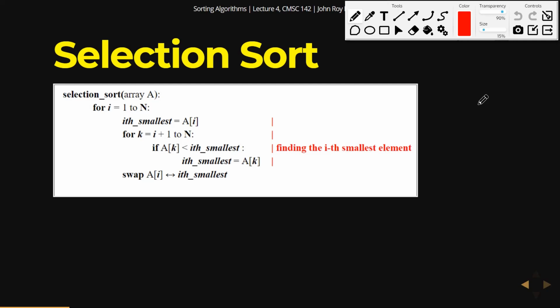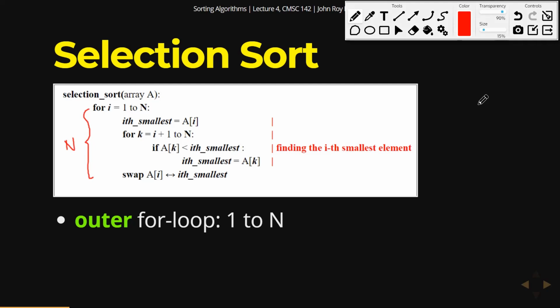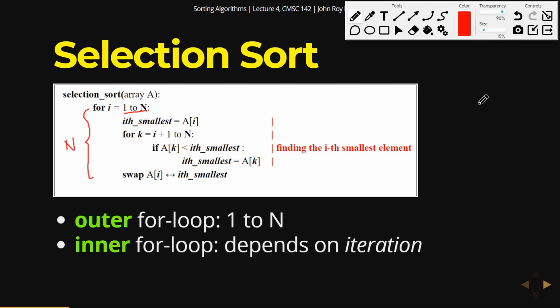Okay, so why are we looking at a more detailed version of the pseudocode? It's because we're supposed to analyze the algorithm for its running time. Okay, so the outer for loop, this one, will run n times because it's from 1 to n, right? So that's n times. But the inner for loop here depends on the iteration, okay? Because it's from i plus 1 to n, and i varies per iteration.